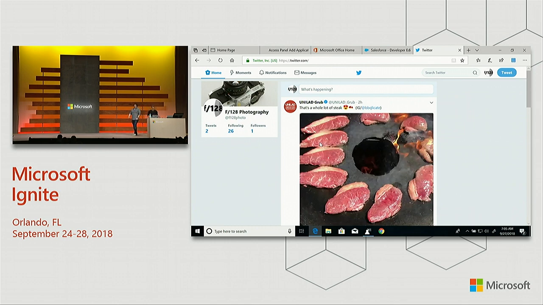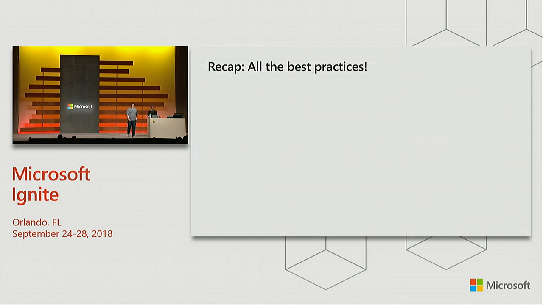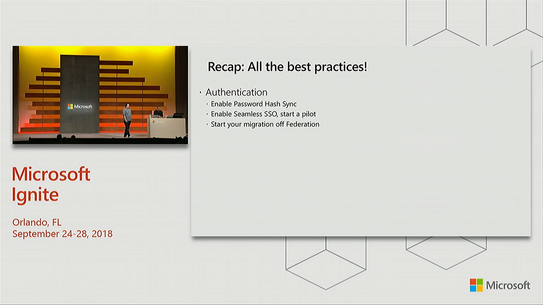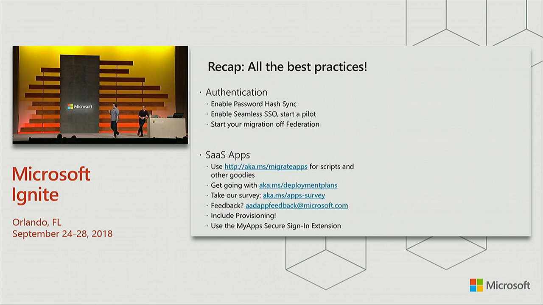Cool. So just to recap the best practices here. The first thing is, for authentication, please enable password hash sync. I'm going to talk about this again in the next session right after this, but also start using Seamless SSO, start a pilot. You can start migrating off federation pretty easily. Next, lots of stuff here for SaaS apps. Start with aka.ms/migrateapps. We have our deployment plans, so start using this, and please include provisioning when you onboard a SaaS application.